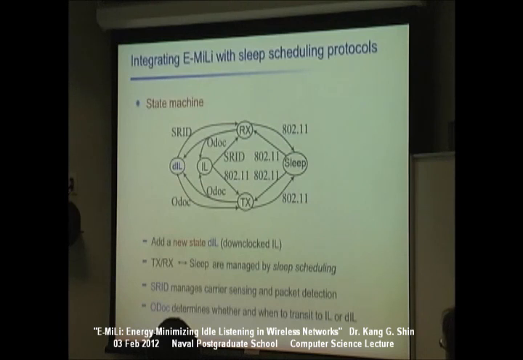The next question is, since this power saving mode is dominant and all Wi-Fi devices have this, how do you integrate this E-MiLi protocol with the existing Wi-Fi implementation or protocol? That's very simple. All we have to do is introduce one additional state, down clocked idle listening, and then the transition to this down clocked idle listening can take place from receiving mode or transmitting mode. I explained to you the opportunistic down clocking. If you do down clocking, you go to this down clocked idle listening mode. If not, then you go to the usual idle listening mode. And the transition from transmission mode to idle listening or down clocked idle listening mode is exactly the same way.